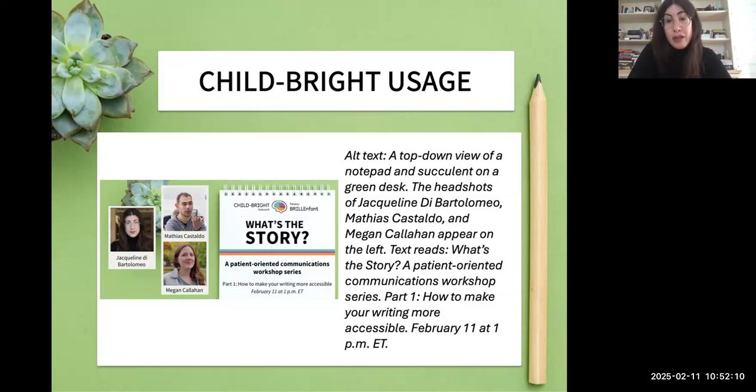the graphic is because we will often be using graphics, especially on social media, to promote events or to recruit participants. We want to make sure that if we're including text in the image, that it is also accessible to people using screen readers. And so we will be typing that out in the alt text. This is something to keep in mind if you are creating recruitment posters and circulating those online, or if you are trying to promote events and using graphics with text on them: make sure that you're using that alt text function, and that is Child Bright usage.